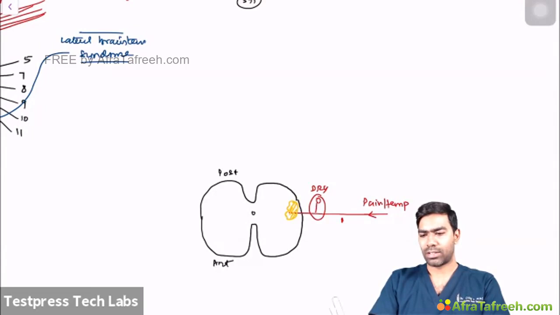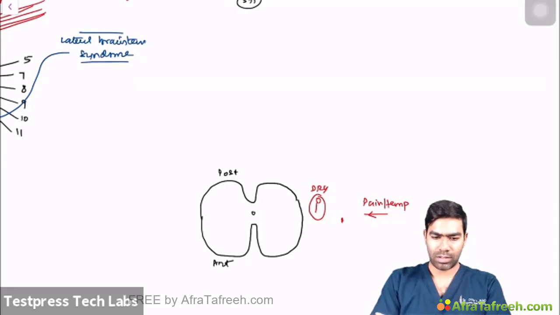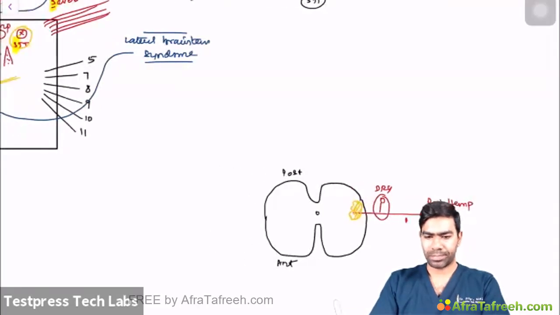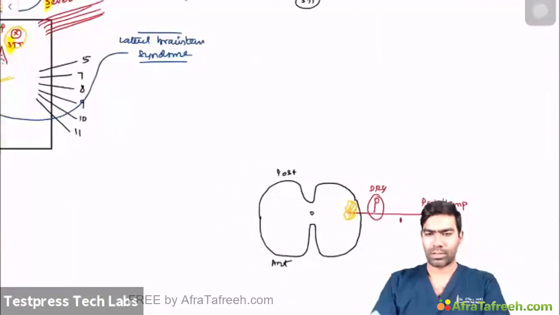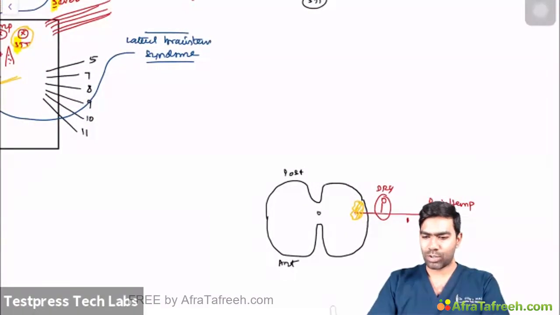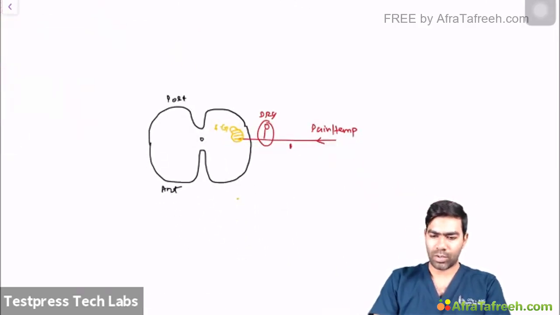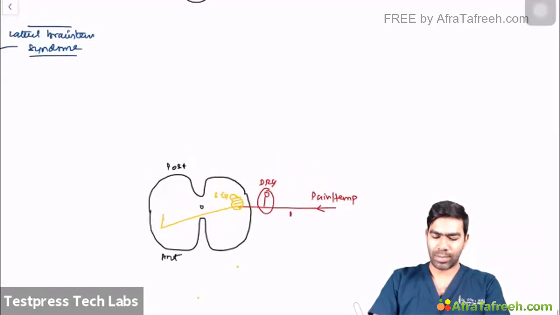What is that area called? Maybe you can draw here. What is that area? Anyone? Yes, that is called the substantia gelatinosa of Rolando. Okay, let me draw here. So this area is what we refer to as the substantia gelatinosa of Rolando. From here, you're going to have the second order neurons that cross to the opposite side in front of the central canal. And they're going to rise up as the lateral spinothalamic tract.